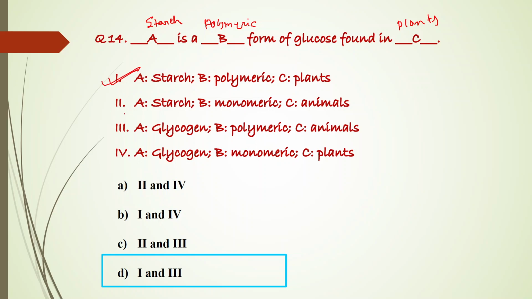Let us look at the second statement. It is saying starch again: starch is a monomeric form of glucose. No, we already know it is not a monomeric form. It is a polysaccharide.